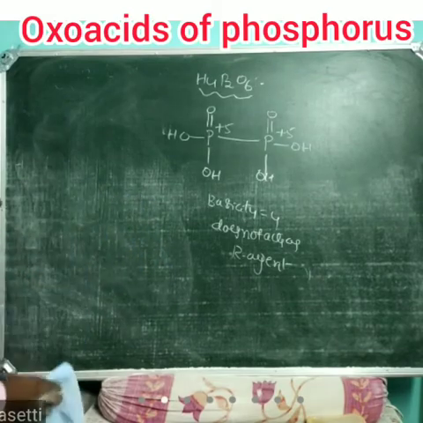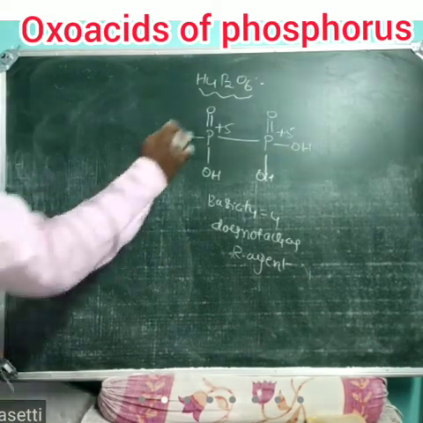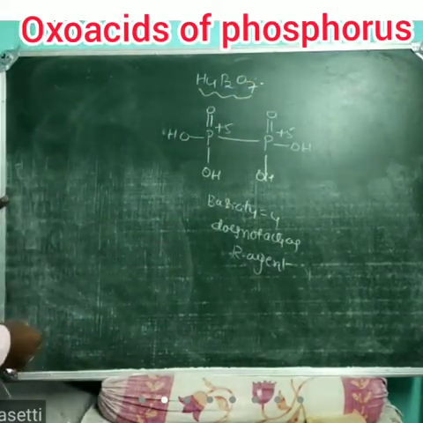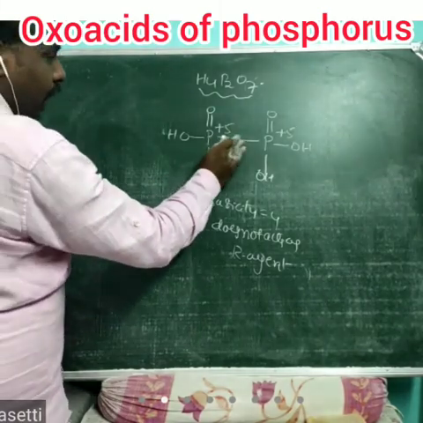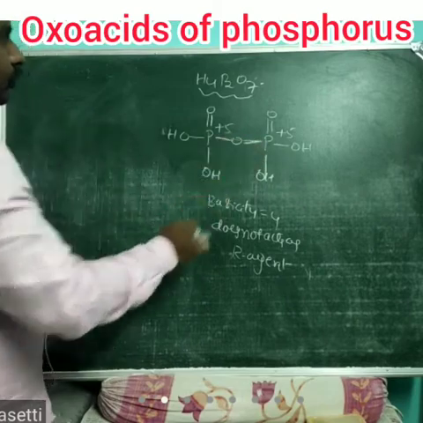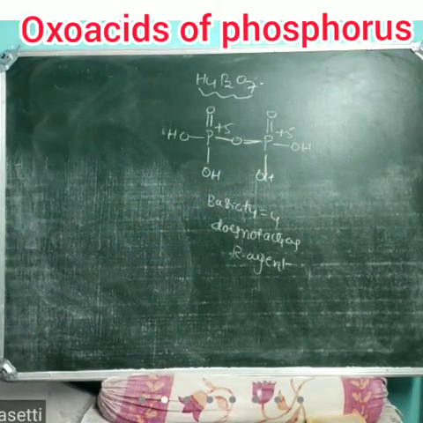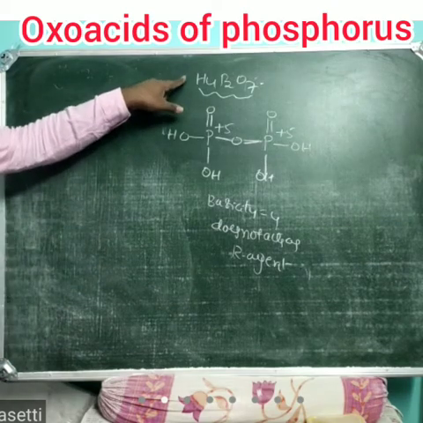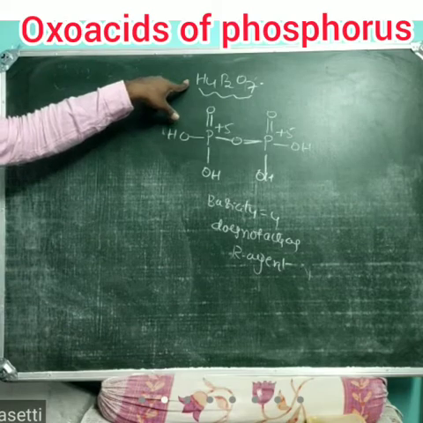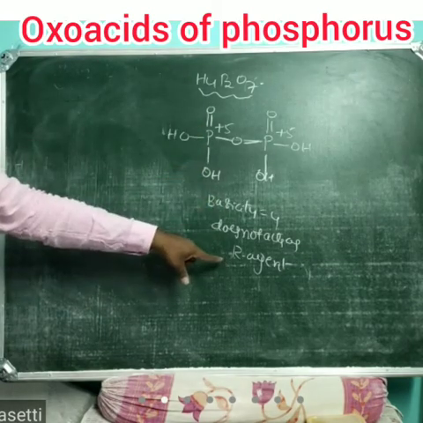Pyrophosphoric acid. The formula for pyrophosphoric acid is H4P2O7, so one more oxygen. Now we have to add that oxygen in between. Already I told you, pyrophosphoric acid contains 1 POP bond. So this is called pyrophosphoric acid. Its basicity is 4 and it does not act as a reducing agent.